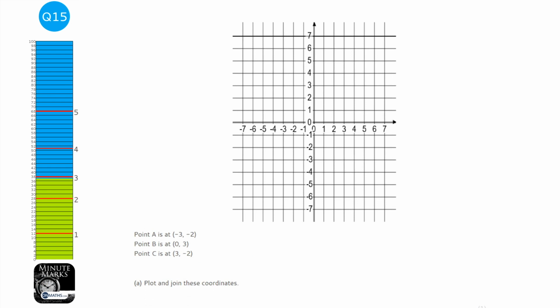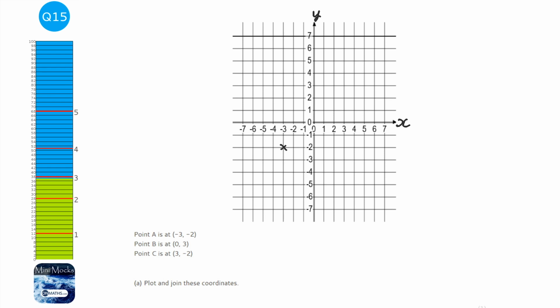Alright, so the first place to start on this is to plot the points. So point A is at -3, -2. So along the corridor and up the stairs, well, we're going across -3 on the x-axis, which is this one here, and then we're going to go down 2 on the y-axis. So it's this one here.